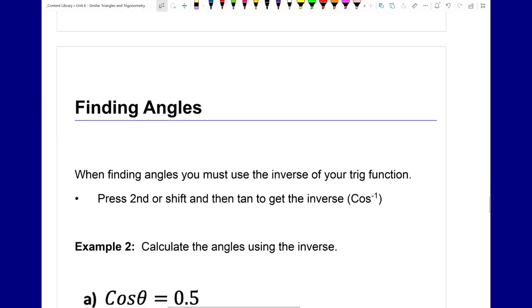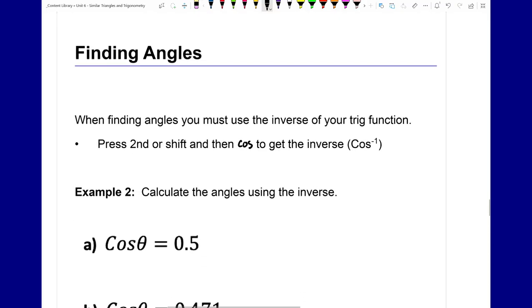For finding angles, it will be the exact same thing as before. We are going to use the inverse, except this time, instead of pressing tan or sine, we're going to hit cos after we hit second or shift, depending on what your calculator is. You should see the written words above cosine on your calculator to be the inverse, or cosine -1. Again, remember the -1 is not an exponent. It is indicating that it is the inverse. So do not do cosine to the power of -1. It will likely not give you the right answer.